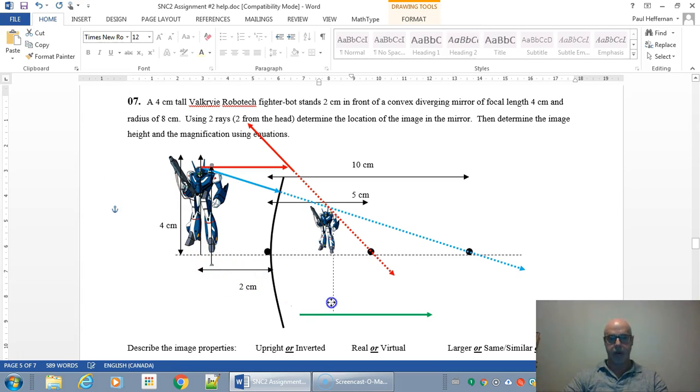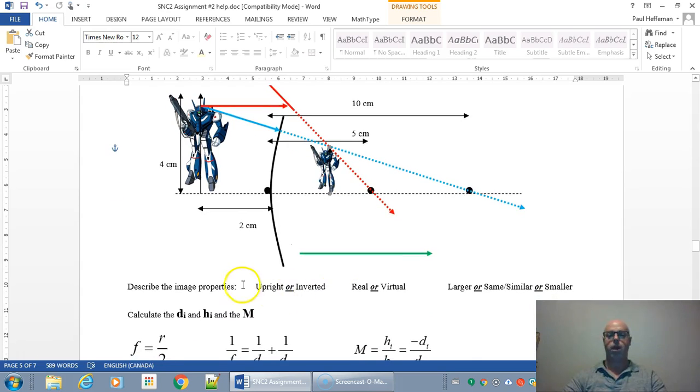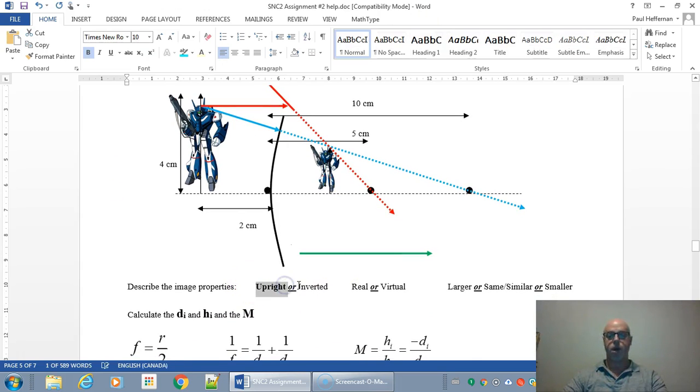So as you can see, it's going to be inside the mirror, so it's virtual, can't put a screen there. And it's going to be smaller, and it's still standing up, so it's going to be upright. So we're going to get upright, virtual, and it's definitely smaller.